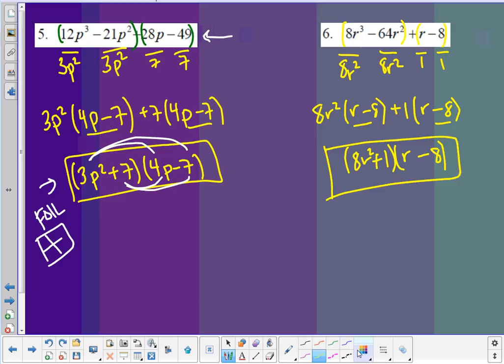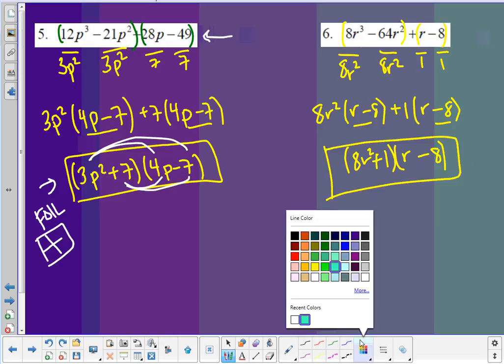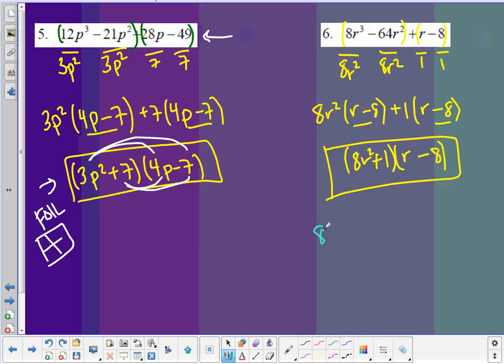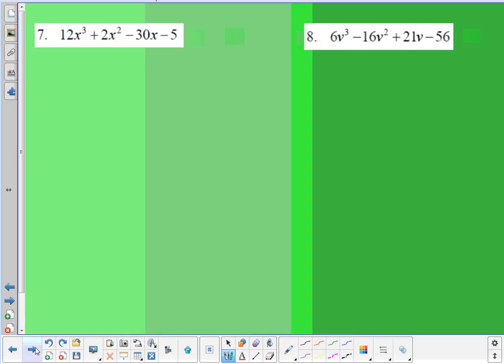Now, if I were to leave off that 1 and called it 8r squared times r minus 8, and let's say I refoil or redistribute this back, that gives me 8r to the third minus 64r squared, and that's it. I dropped these last two terms by leaving off the 1. That's why you have to have the 1 in place there. Otherwise, we don't get all of the terms that we started with. So that's why we make sure we have that 1 with us.